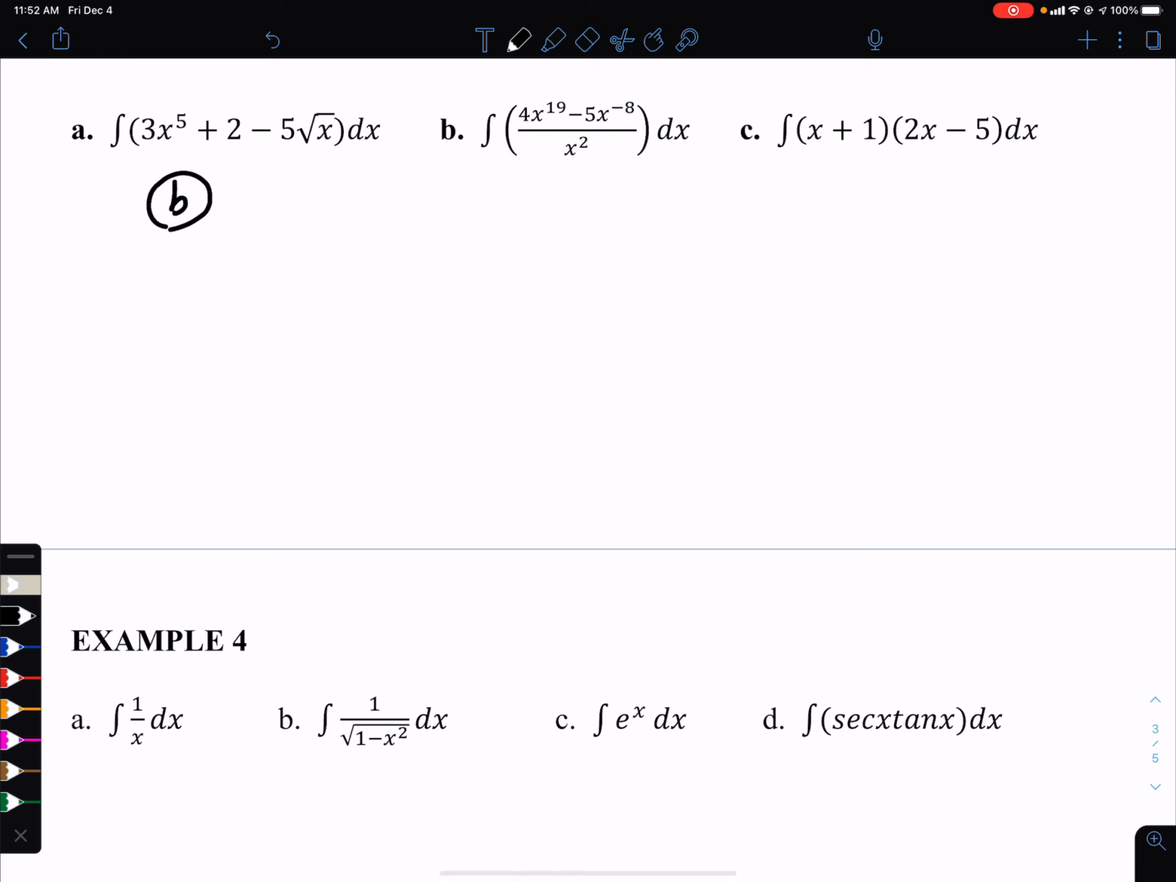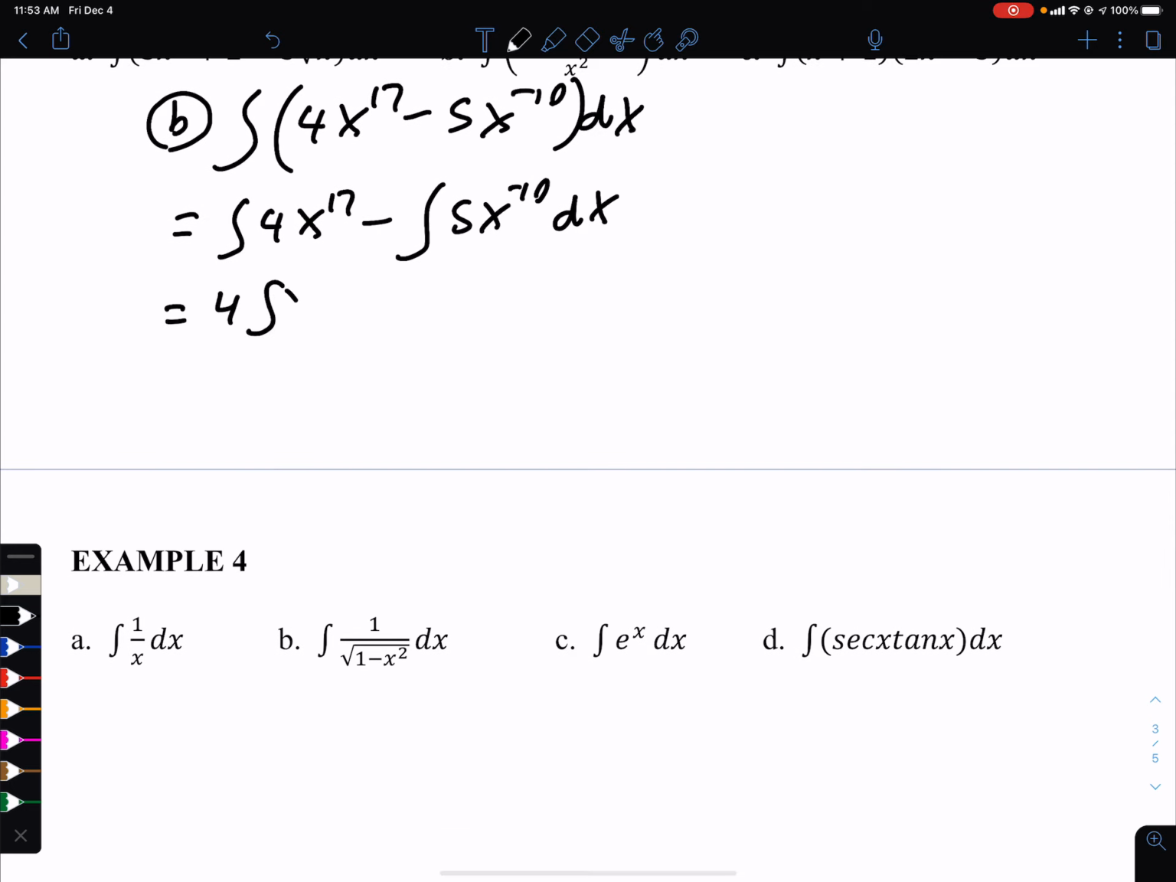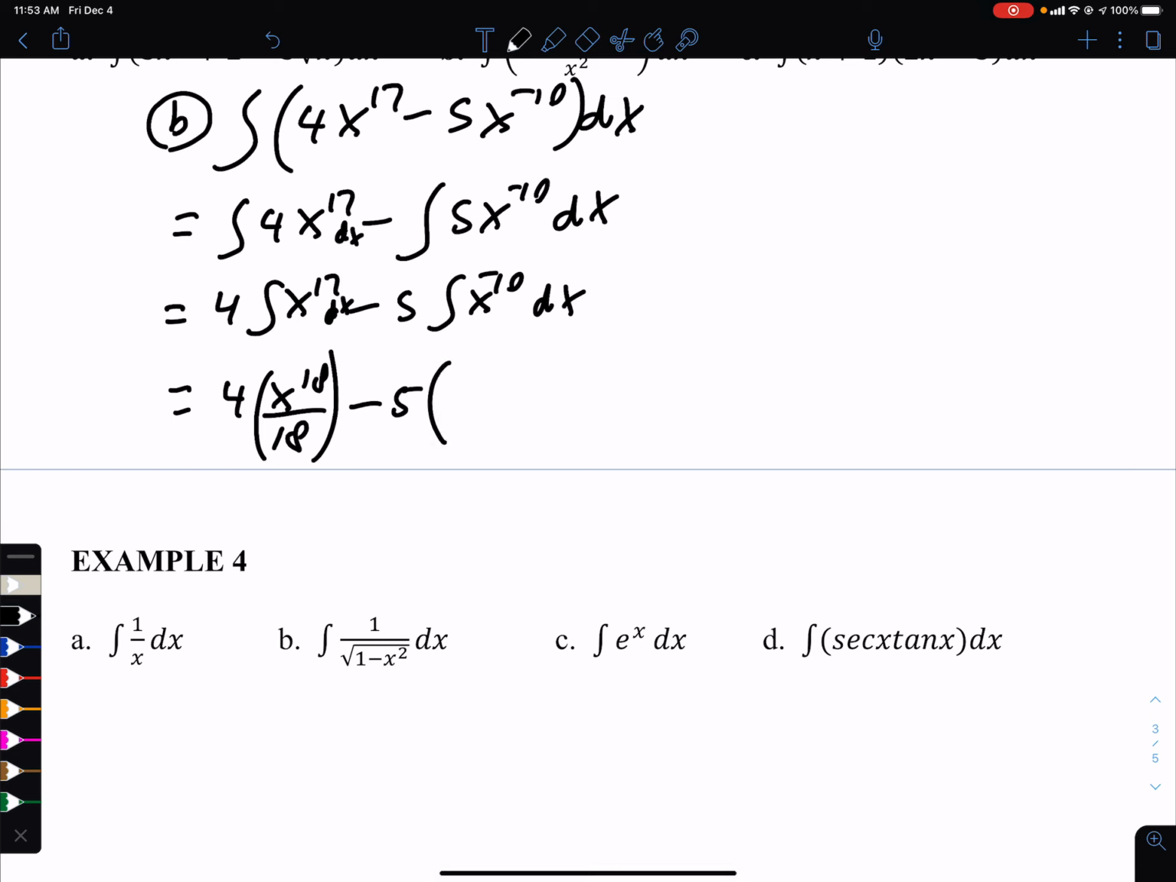So B, we got to rewrite this thing. I am going to divide each one by x squared first. So I'm going to get 4x to the 17th minus 5x to the negative 10th. Then I'm going to use my rule of separating into two separate integrals. Then I'm going to use my rule where I can factor out a constant. These each should have a dx here, by the way. Then I'm going to use my power rule where I add 1 to the exponent and divide by that. And I add 1 to the exponent and I divide by that. And I have a plus c.